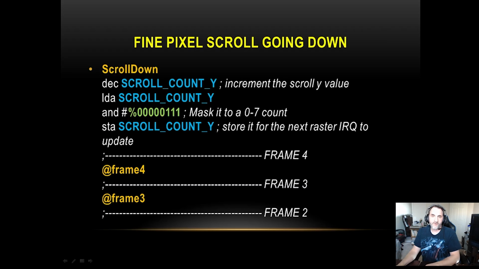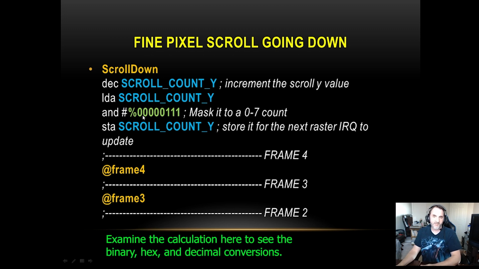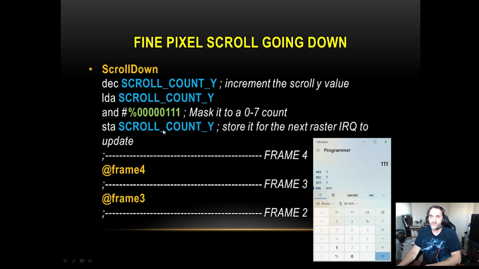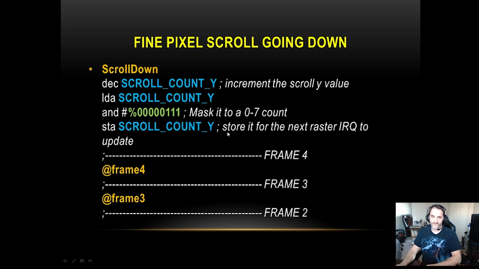Find pixel scroll going down. This is just doing the same thing, except now we're going down for the pixels. You can see it mask it to a 0 to 7 count. So that's what this is doing. It's detecting this in binary. We got the lower nibble and we got the upper nibble. So you notice the upper nibble, those upper bits, are not being used, but the lower bits are being used because we're just essentially scrolling through those pixels little by little.